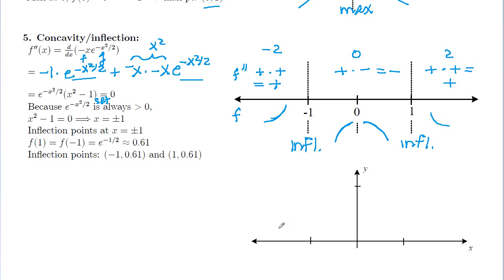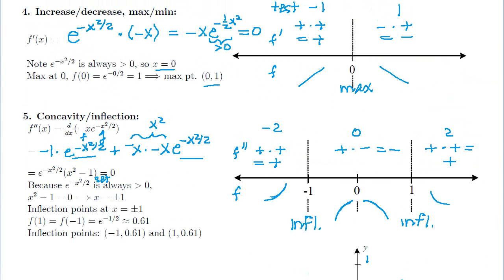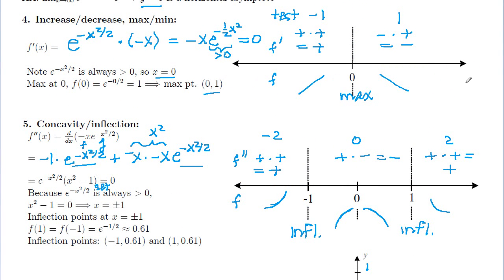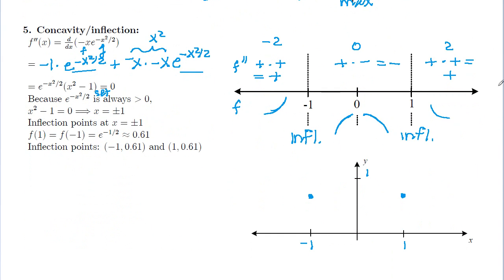So now let's go ahead and sketch our graph. So let's put our two inflection points on there. So we've got -1 here, +1 here, that's a 1. So -1, 0.61, about right there. +1, 0.61, about right there. And then we've got our maximum point at 0, 1, which is right there.